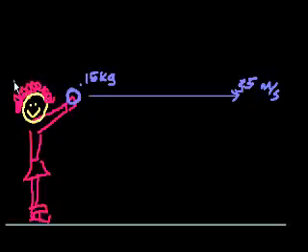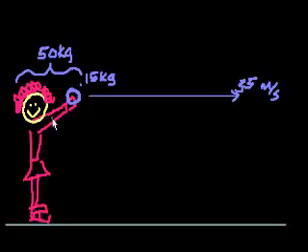Now, what the problem says is that their combined mass, her plus the ball, is 50 kilograms. And the question is, they're both stationary before she does anything, and then she throws this ball. After throwing this ball, what is her recoil velocity? Or essentially, how much, by throwing the ball, does she push herself backwards? So what is her velocity in the backward direction?